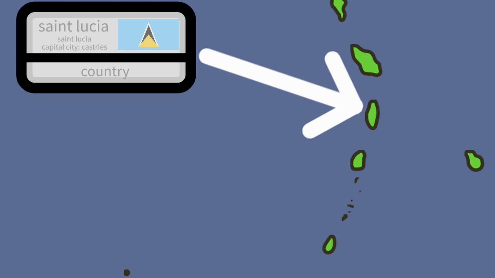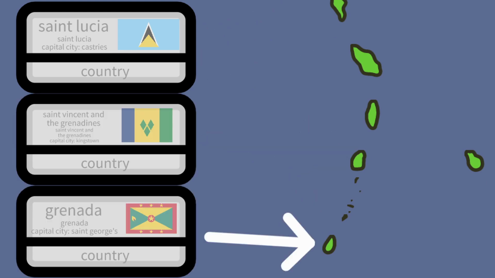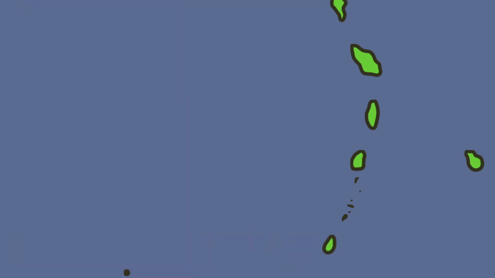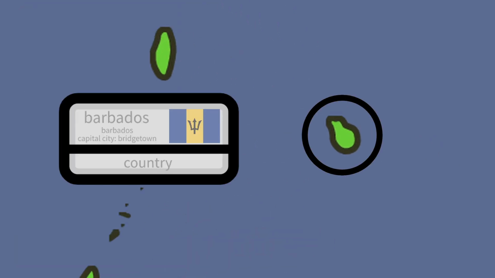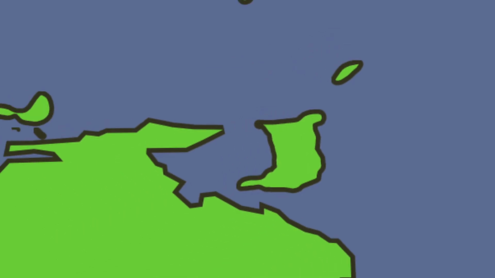There's also St. Lucia, St. Vincent and the Grenadines, where Grenadines refers to a chain of several smaller islands, and Grenada. There are only two more nations left, the first of which is Barbados, which is not part of the main island chain, it's further east. The final one is Trinidad and Tobago, made up of the islands Trinidad and Tobago. This is the most populated country in the Lesser Antilles. It's also very close to Venezuela.